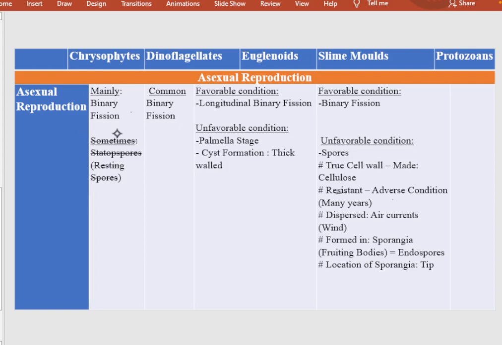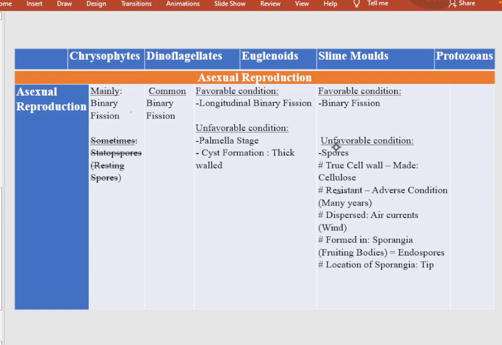Okay. So which one will go into spore stages? See here. Chrysophytes will go into spores, called statospores. Stato means static, static means resting. Resting spores. Okay. And in euglenoids, palmella stage and cyst formation. Cyst is thick walled. Heterocyst you have studied, right? Like that, a thick walled cell is there, thick walled spores are there. Palmella stage is also one of that.